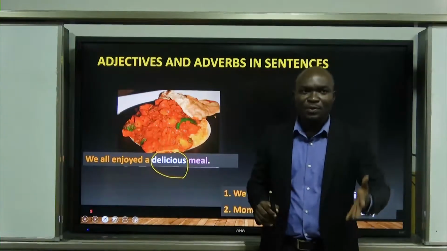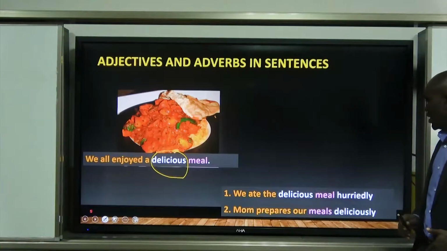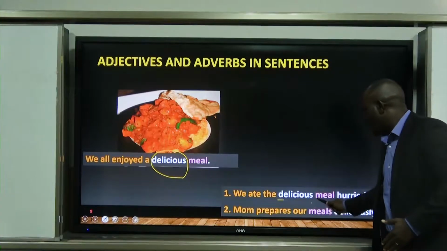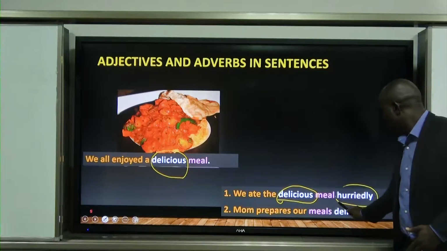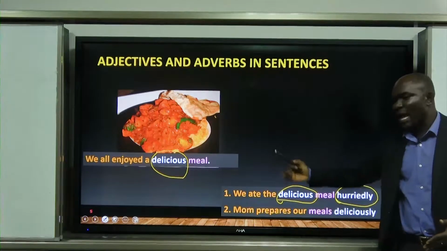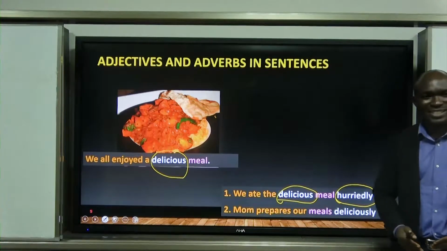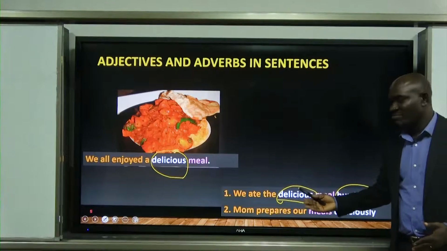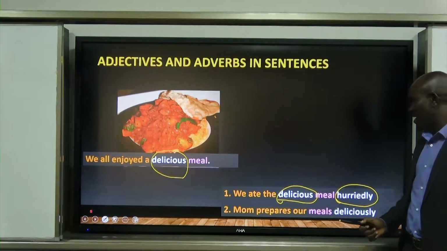Okay, let's look at these other two sentences on this side. The first one, we enjoyed a delicious meal. Okay, we ate the delicious meal hurriedly. Here we have delicious and we have hurriedly. What do these two talk about? Delicious, type of meal. Hurriedly, manner. And which word describes the manner? Of course, adverbs. Adverbs talk about the manner.